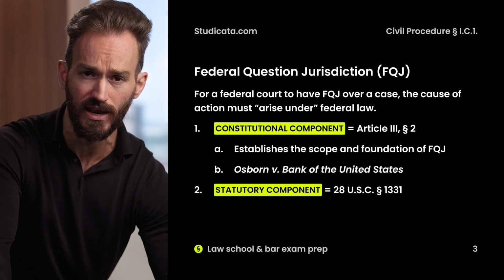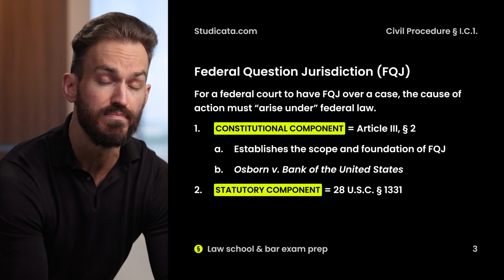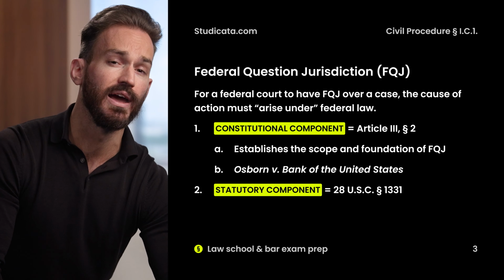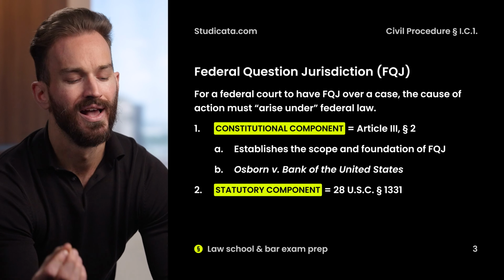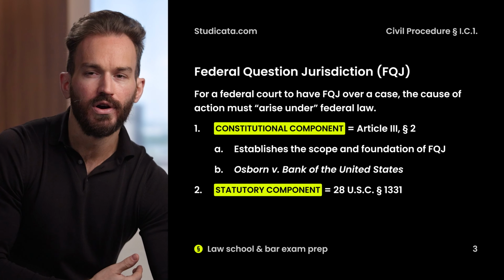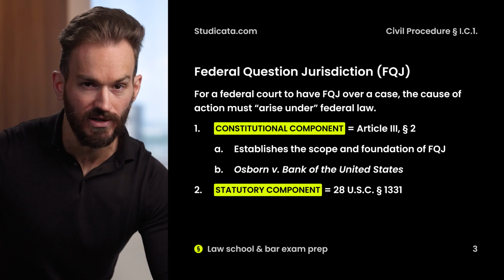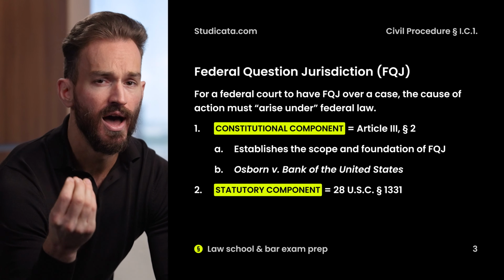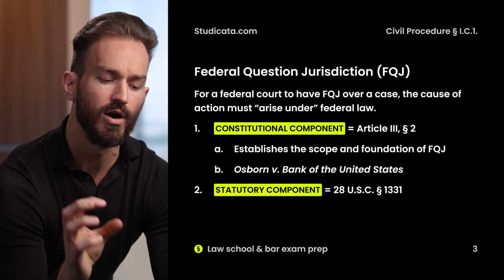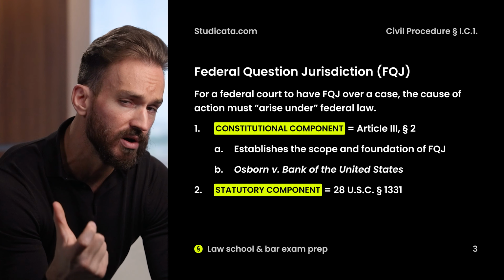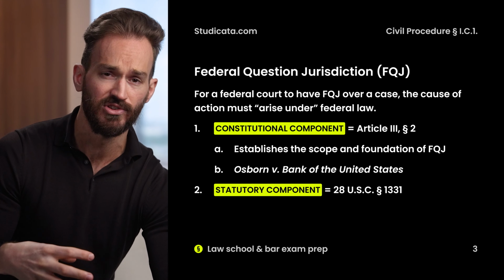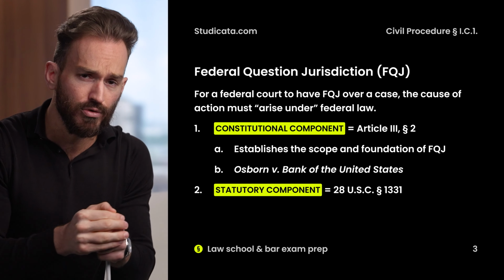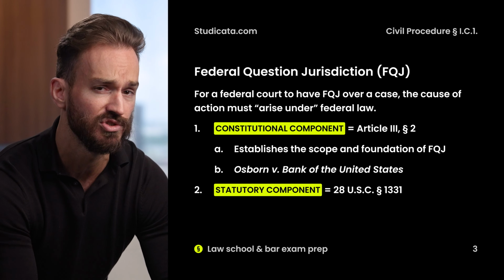If there's a federal ingredient, basically Osborn v. Bank of the United States is saying the federal court can exercise subject matter jurisdiction over the case. Of course, over the next 100, now 200 years, this has been refined, but this establishes the concept of federal question jurisdiction. It comes from Article 3, Section 2, and Osborn says that even if there are some state law ingredients mixed in, as long as we have that federal law ingredient, the federal court has jurisdiction.